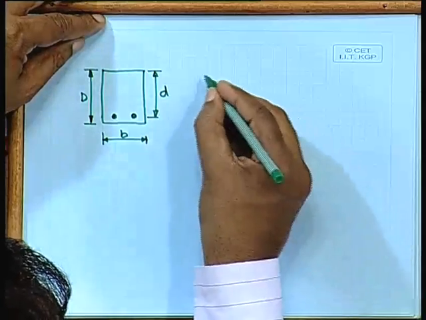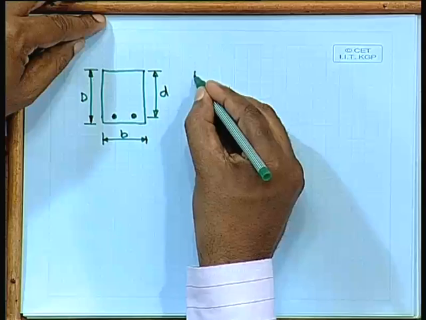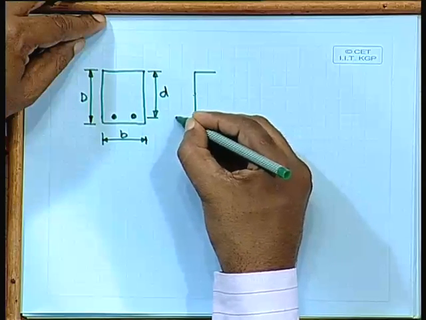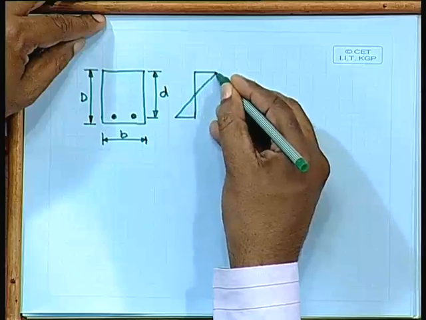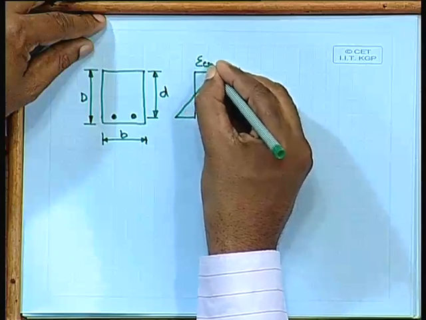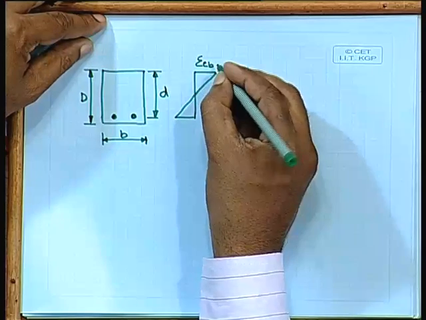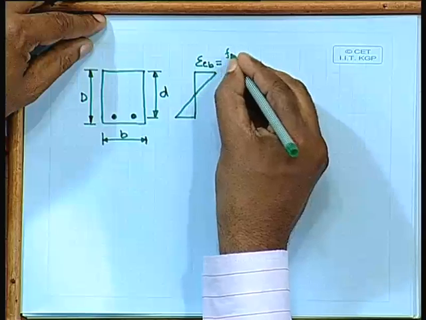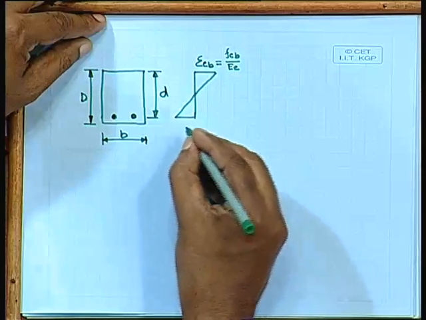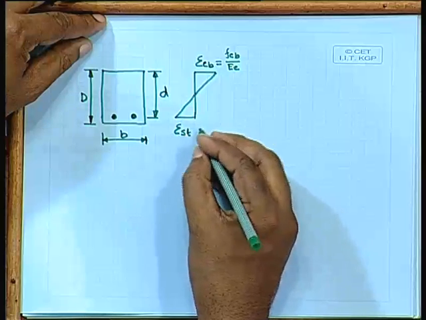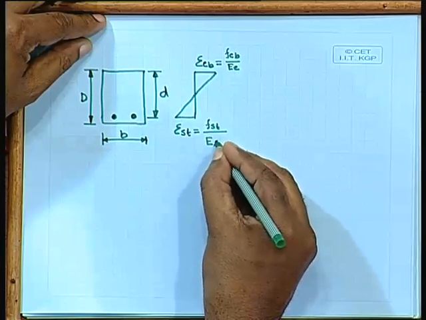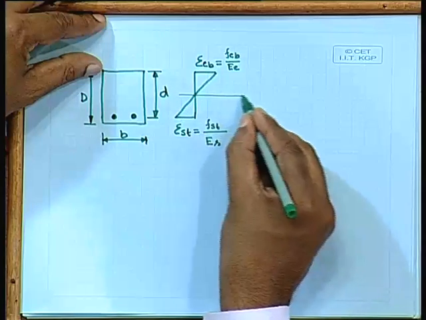And strain is linear. So, epsilon CB, the strain in concrete in bending, that is stress divided by modulus of elasticity, and epsilon ST, strain in steel, FST divided by ES. This is our neutral axis.